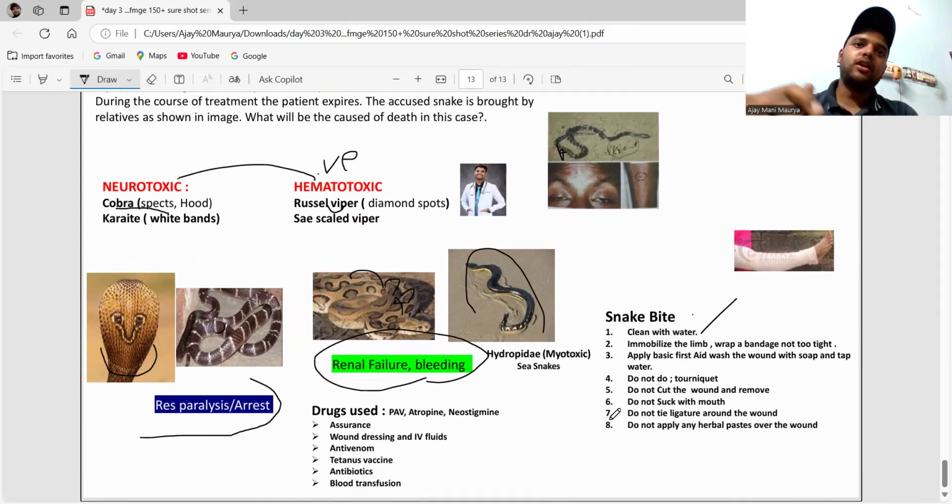Drugs, you have to use polyvalent anti-snake venom, atropine, and neostigmine, depending on the severity. Reassurance, wound dressing and IV fluids, anti-venom, antibiotics, tetanus vaccine, and blood transfusion are the management.